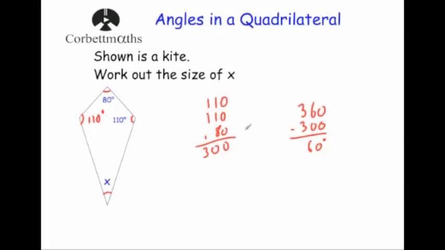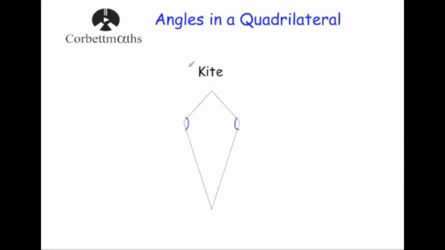So to recap, a kite, if you've got a kite like so, standing in this sort of normal position, the left and right hand angle will be equal to each other as it's got a line of symmetry.